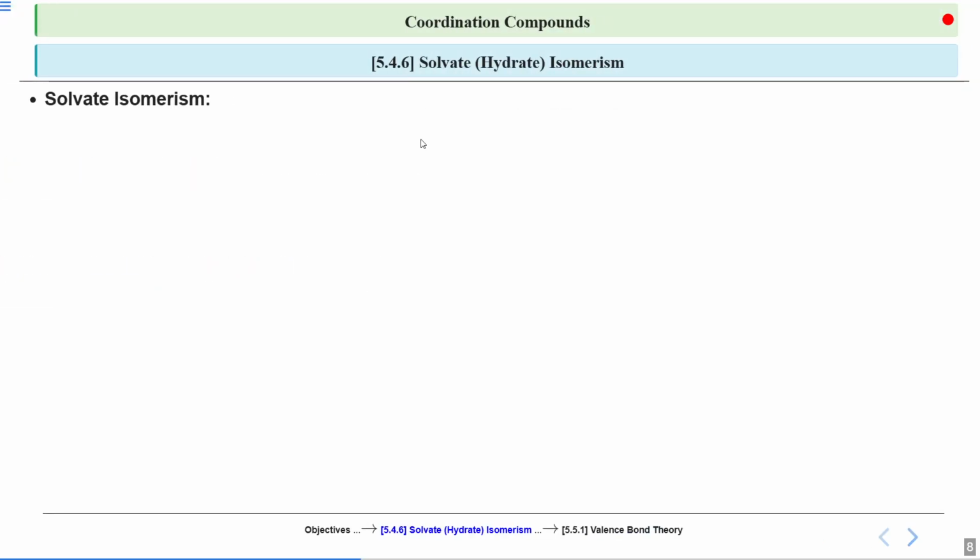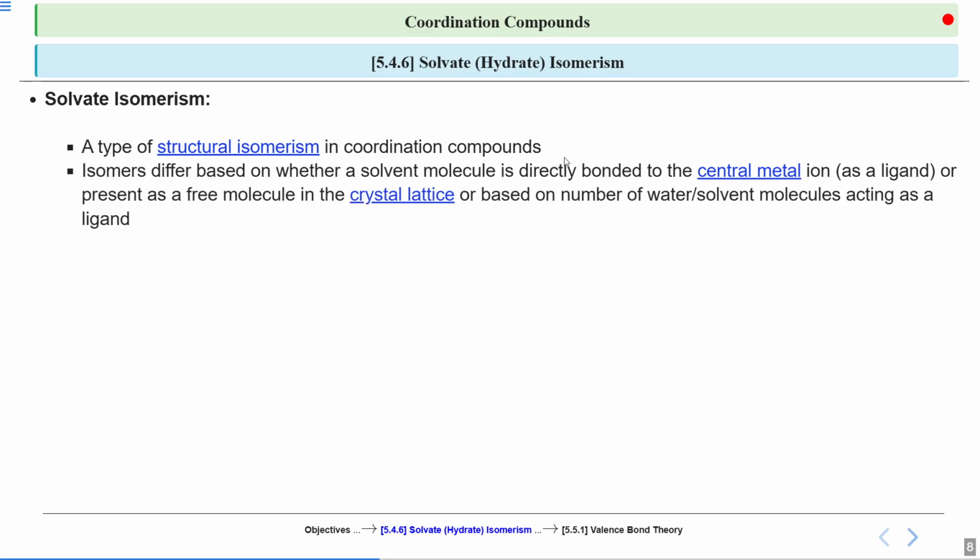Let's see our next type of isomerism, that is, let's cover the next subsection 5.4.6. This is solvate isomerism, or you can also call it hydrate isomerism, a type of structural isomerism in the coordination compounds. This also comes under structural isomerism, which is observed in coordination compounds.